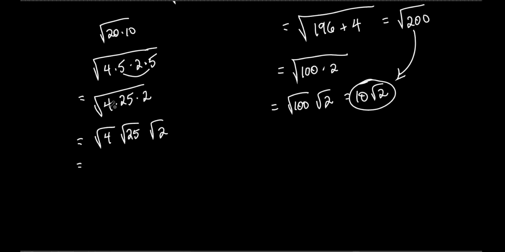But the reason I picked 4 and 25 is because I can take the square root of 4. What's the square root of 4? Plain old 2. Times, what's the square root of 25? That's a 5. And the square root of 2, I can't do anything with that. Now I can multiply here. 2 times 5 is 10 times what? The square root of 2. Would you agree it was way easier coming up with 100 times 2, right, to get that than going through all this mess? It still works, right? But it was way easier doing it like that.